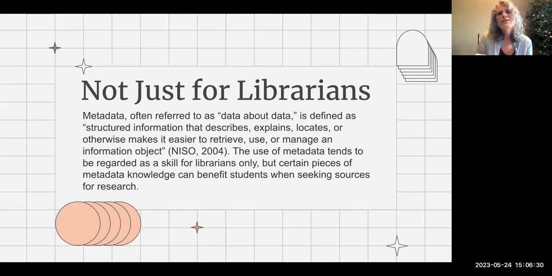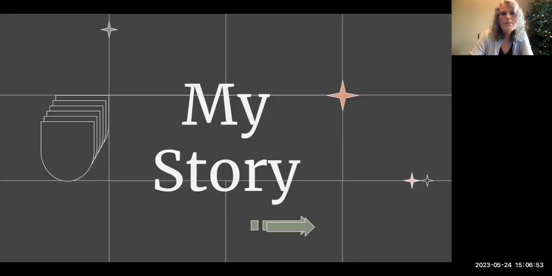And even though it's a certain piece of information that we tend to associate more with librarians and library science, I believe that metadata knowledge is useful and beneficial for even our own learners when seeking sources for perhaps research. So this is really the nexus of this presentation.